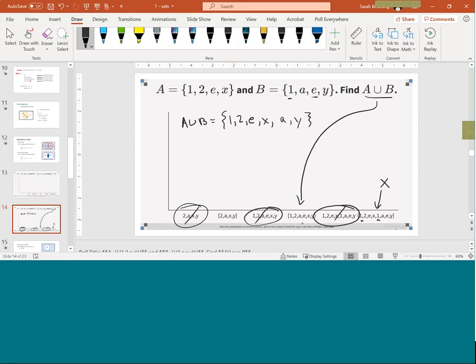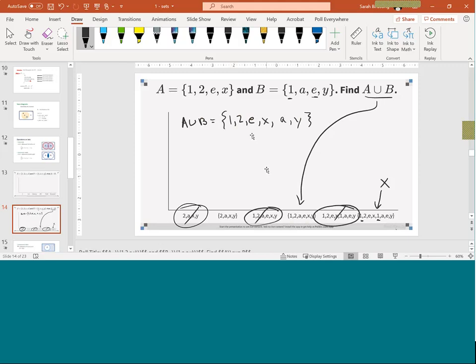And yes, I realize the order of what I just wrote is different than what was typed up right here. What was typed up was just alphabetized and putting the numbers first. The order that you write the elements in your set doesn't matter, so you can make it as pretty or not pretty as you want.